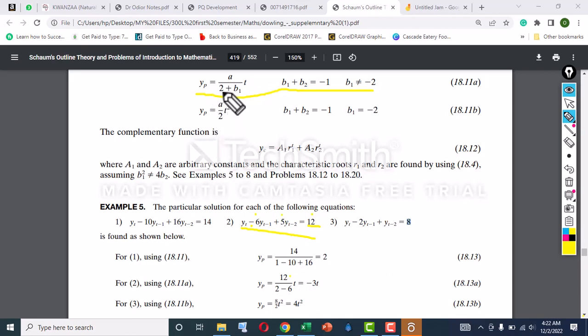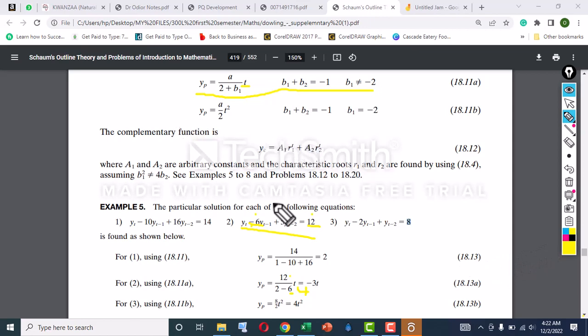Then we have 12 over 2 plus B1. What is B1? B1 is actually minus 6. That's 2 plus minus 6, that gives 2 minus 6. Then you put your t. Please don't forget this t. So 2 minus 6 is minus 4. 12 divided by minus 4 is actually minus 3. That's how we get minus 3t. You can see that it is actually simple.